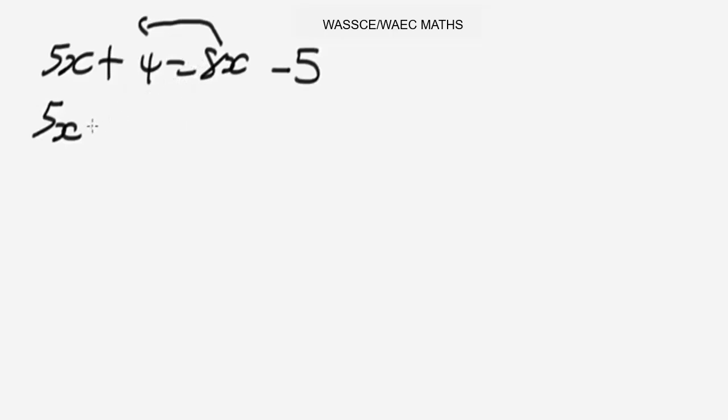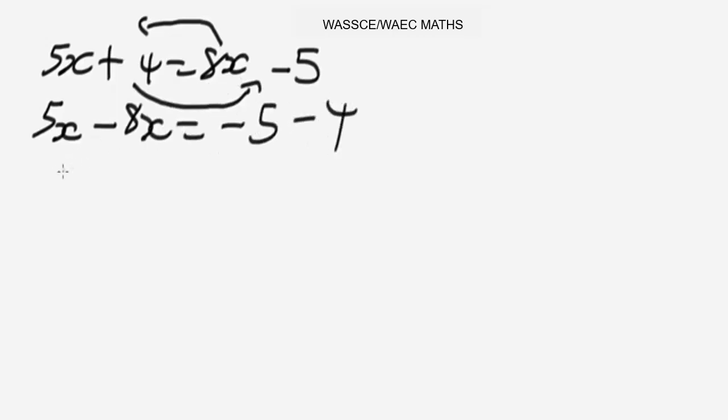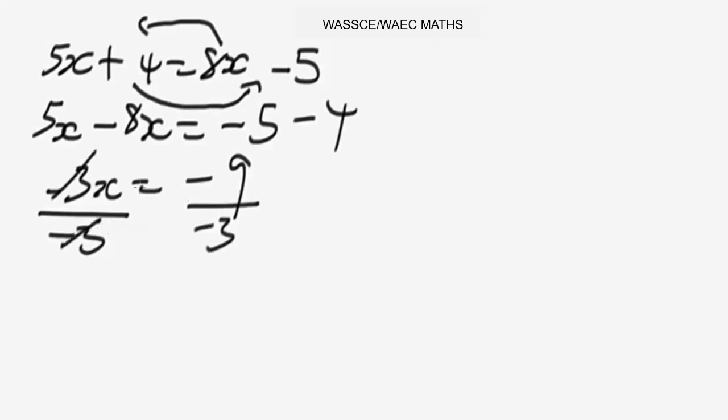Alright, so it's going to give us 5x - 8x equals, now we have -5. This 4 will cross over the equality sign, and the plus 4 will change to negative 4. So you have -4. When you simplify this more, 5x - 8x gives us -3x equals, now -5 - 4 will give us -9. Now to make x the subject of the formula, you divide both sides by -3. So our x will now be -9 divided by -3, which gives us 3. And that will be the answer to this question.